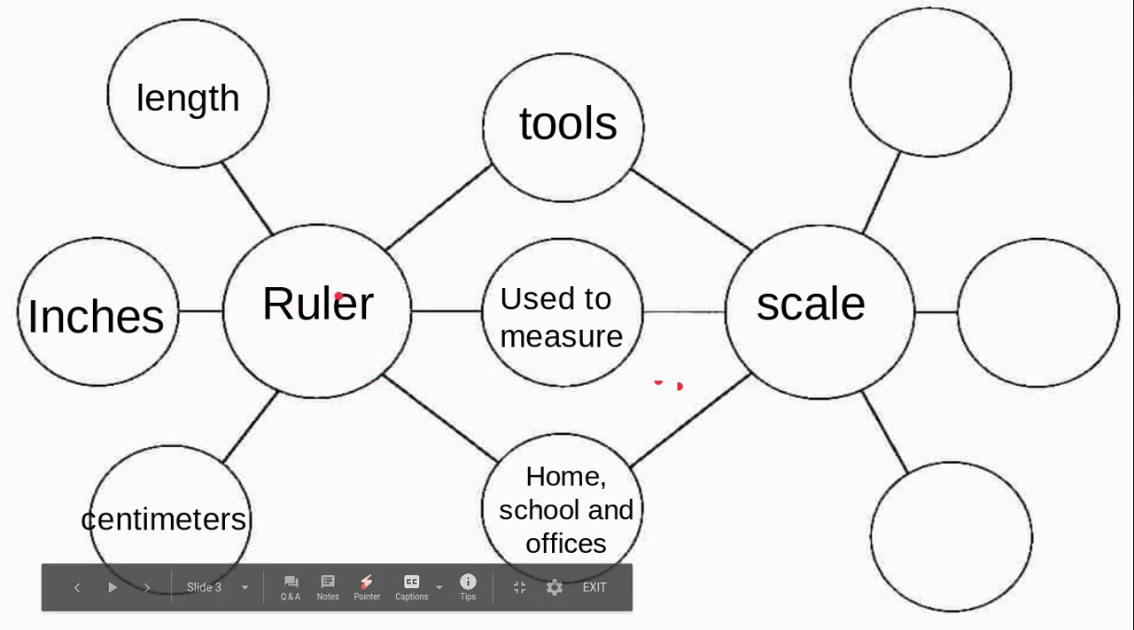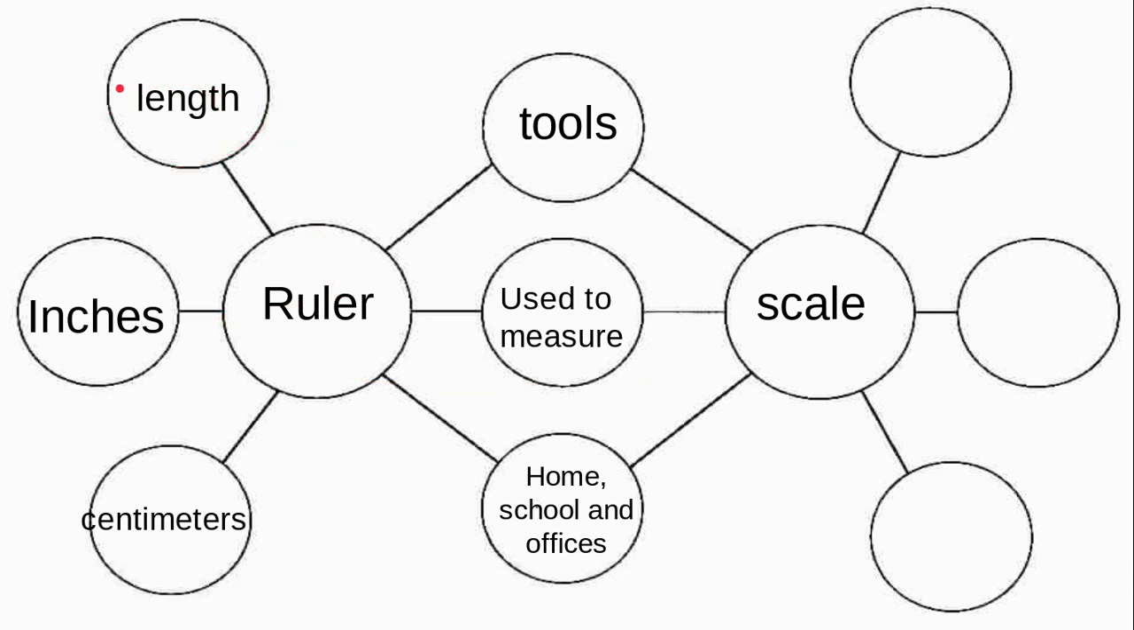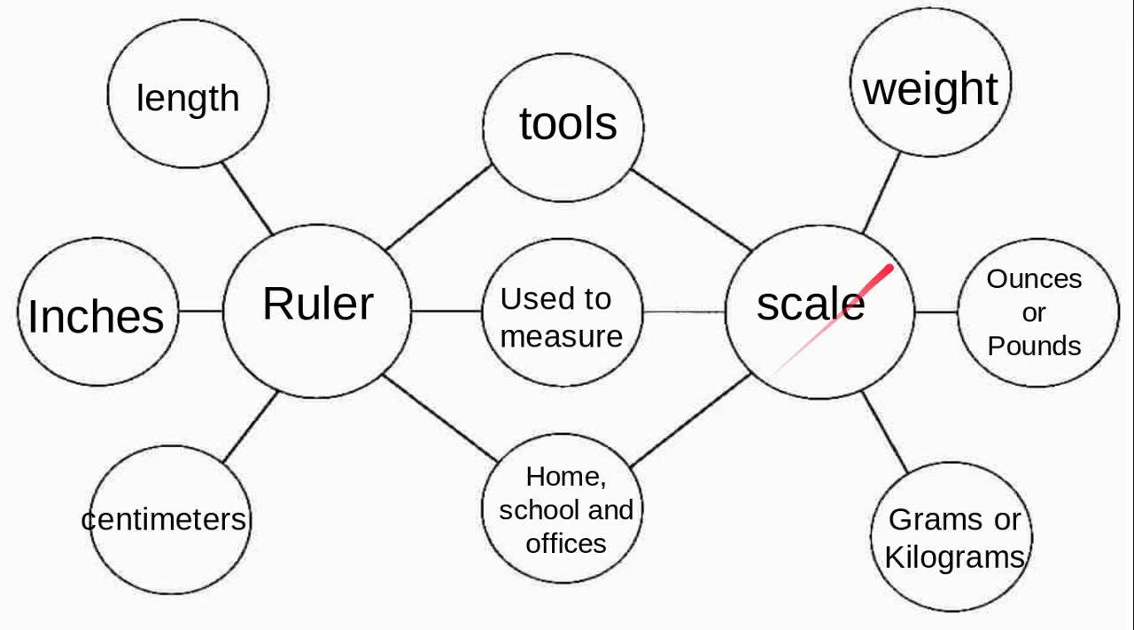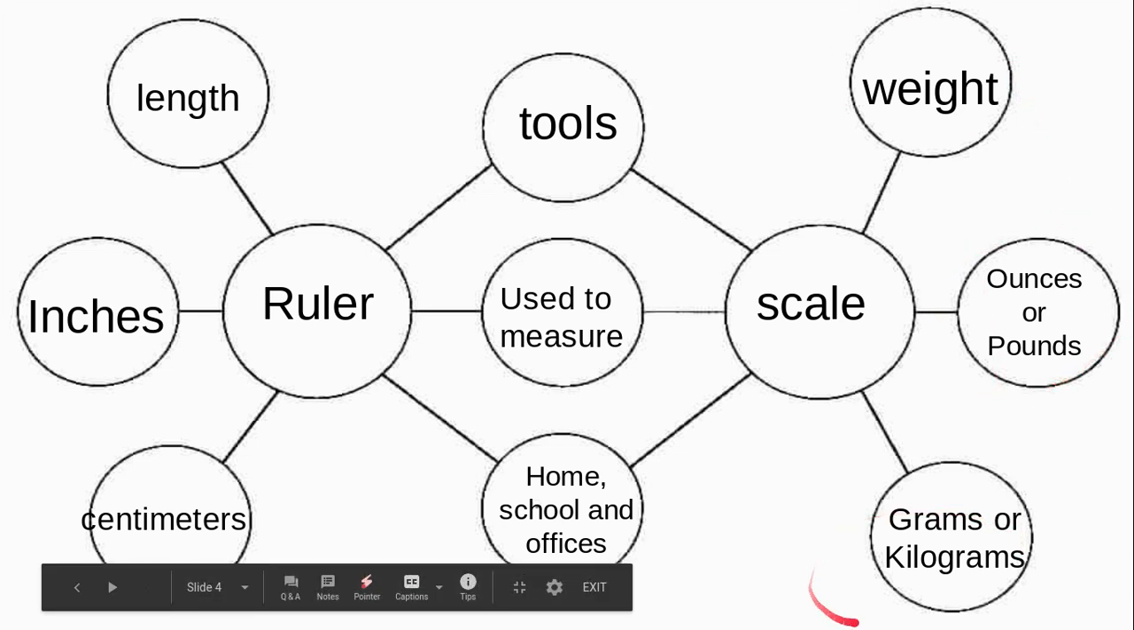Next, we read about the ruler. It's used to measure length. It uses inches and centimeters as its unit of measurement, whereas a scale is used to measure weight or how heavy something is, and it uses ounces or pounds or grams or kilograms. So, go back to our story now.